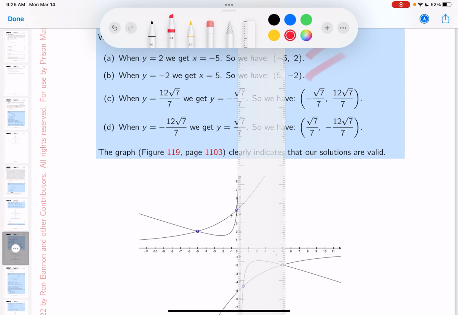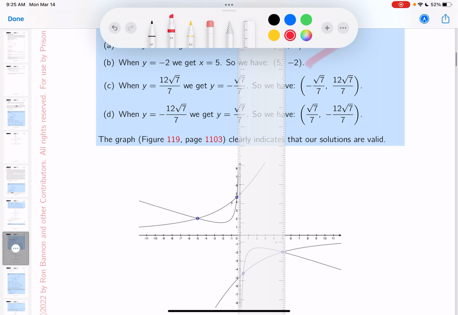They're not bad numbers, by the way. However, I'll be honest with you, I did not graph this by hand. I graphed it using a computer. And you should pay attention to that.